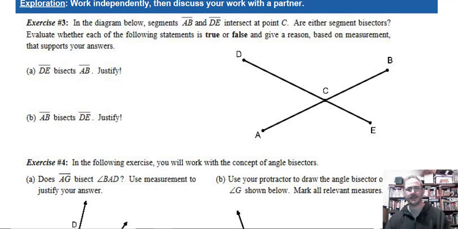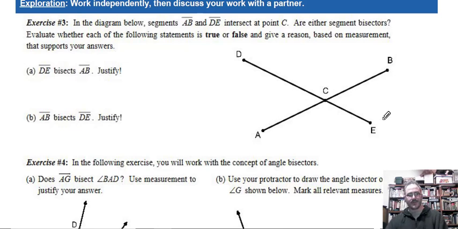Exercise 3. In the diagram below, segments AB and DE intersect at point C. Are either segment bisectors? Is either segment the bisector of another segment? As I'm looking at this, C is definitely not in the middle of DE. I'm just eyeballing that, but I'm pretty certain. However, as I look at AB, C looks like it could totally be directly at the midpoint of AB.